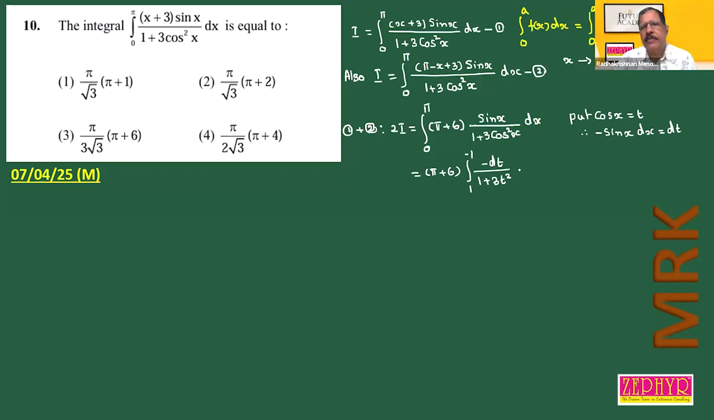We can write this as pi plus 6 into, I interchange the limit. When you interchange the limit, the sign of the definite integral will change. Lower limit, upper limit interchange ചെയ്യുമ്പോൾ definite integral sign മാറും. So I am writing integral minus 1 to 1. So minus dt will be dt divided by denominator, I am writing as root 3t the whole squared plus 1.